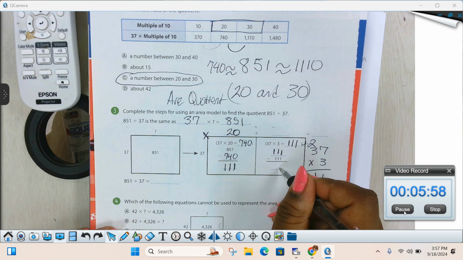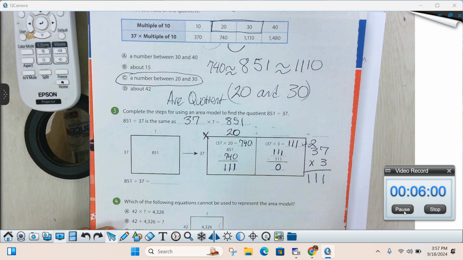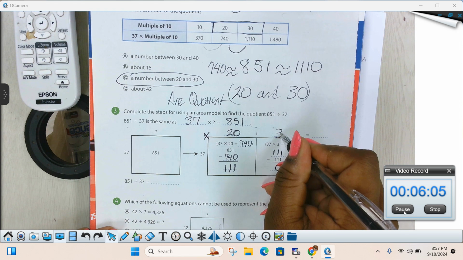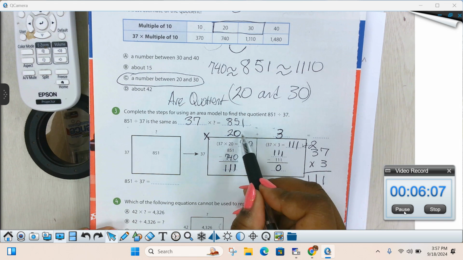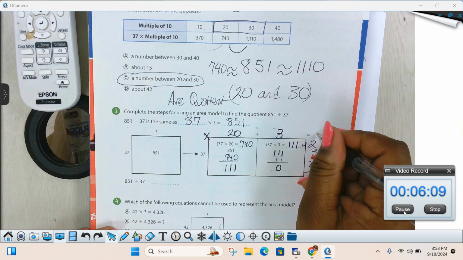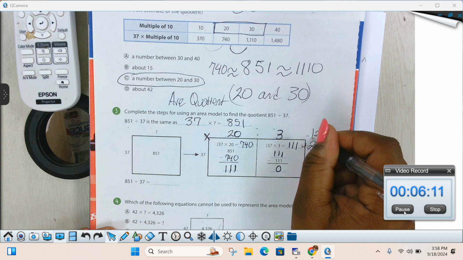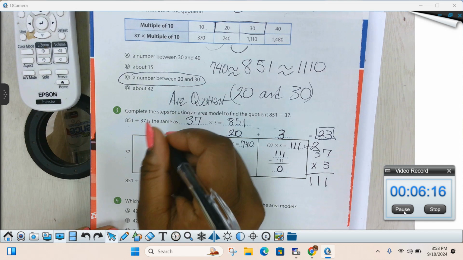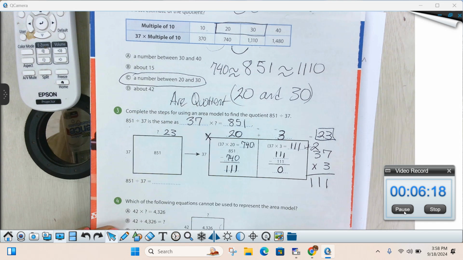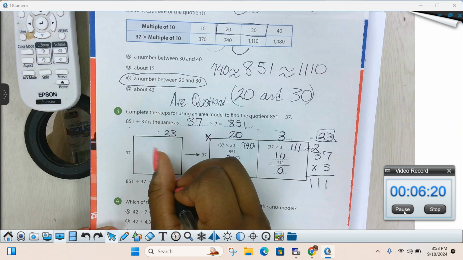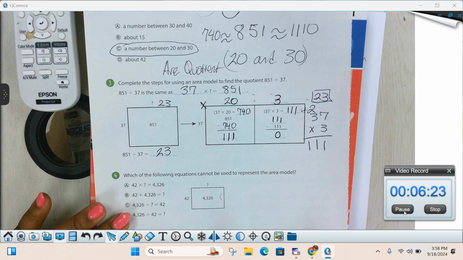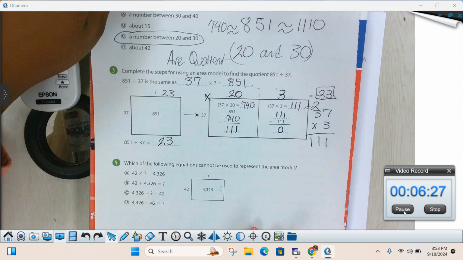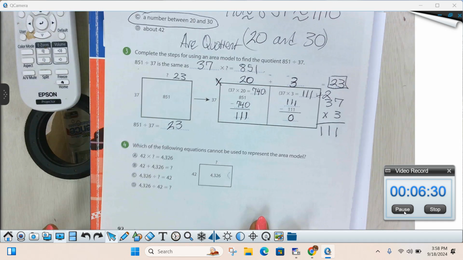111 minus 111 is what class? 0. So what number did I use to get 111? I used 3. And when you put these two quotients together, 20 plus 3, we get 23. That is my answer. So finally, 851 divided by 37 is 23. Wow, division is so easy. How easy is it? Easy peasy.